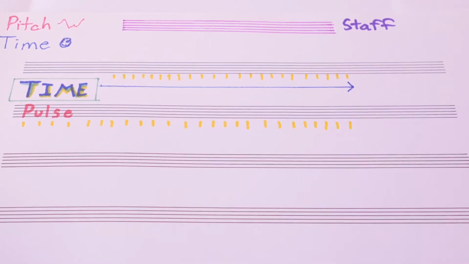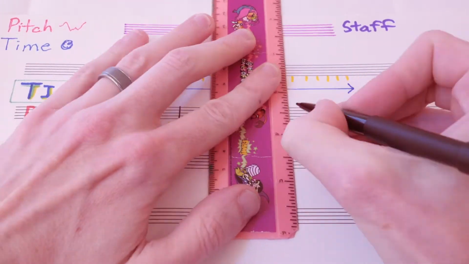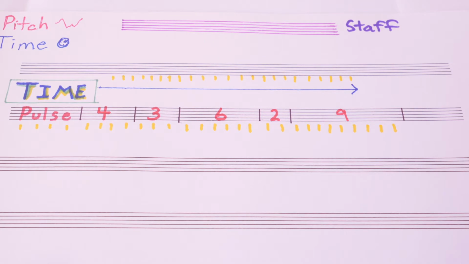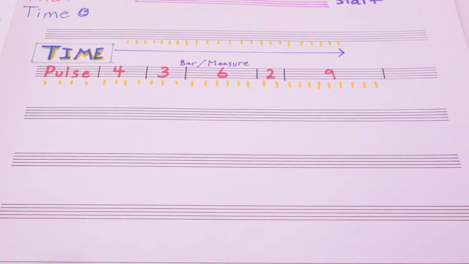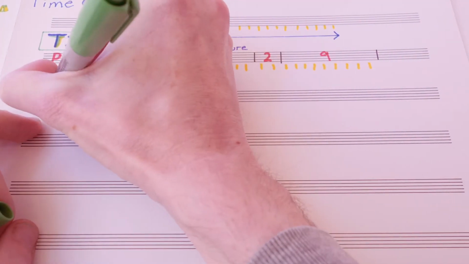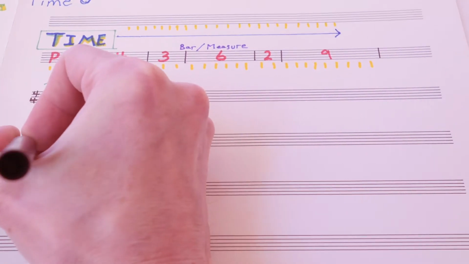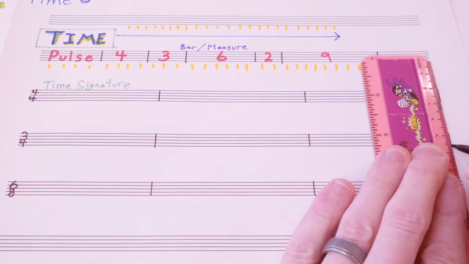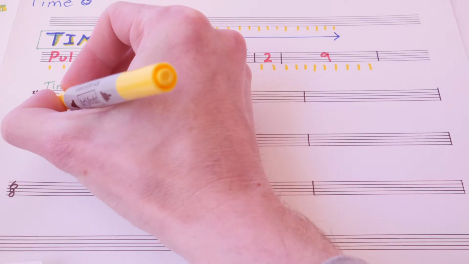That's a lot of ticks. To help keep track, we group the pulse into little chunks of 4 ticks or 3 ticks, 6 ticks, 2 ticks, 9 ticks, using bar lines, creating measures or bars. To tell our reader how time will be organized, we write a time signature at the front. 2 numbers are placed on top of each other like 4-4, 3-4, 6-8. The time signature tells you how many pulse beats you will find in each measure.